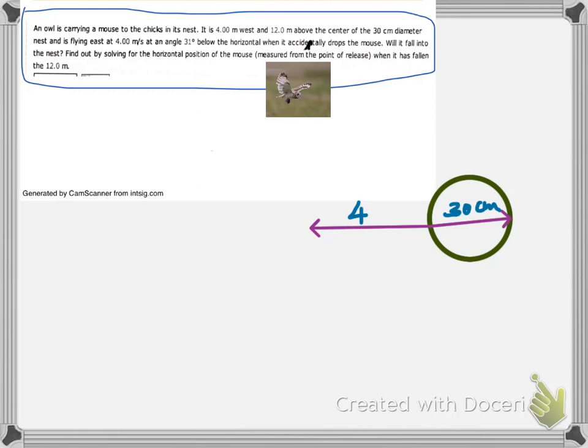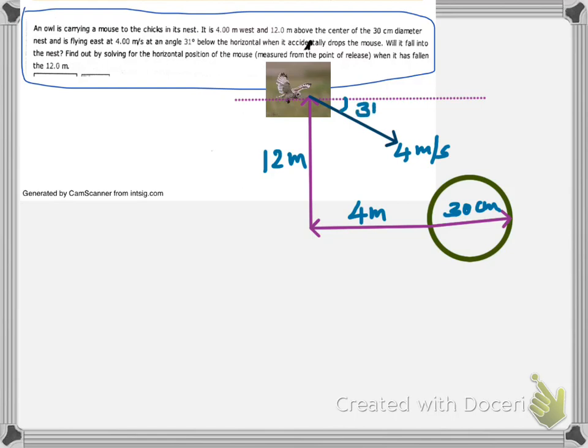Okay. Now, let me get this diagram. It's kind of tough. It is not drawn to scale. So you can already see the diameter of the nest, 30 centimeter, and it's 4 meters towards the west. And it is flying at 12 meters. That's the height. And its velocity is given by that arrow. It's 31 degrees below the horizontal and it's 4 meters per second.